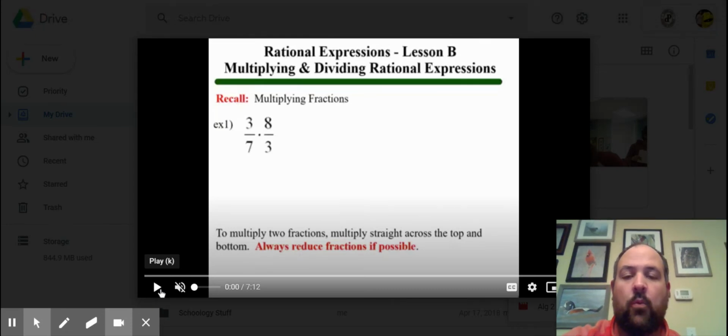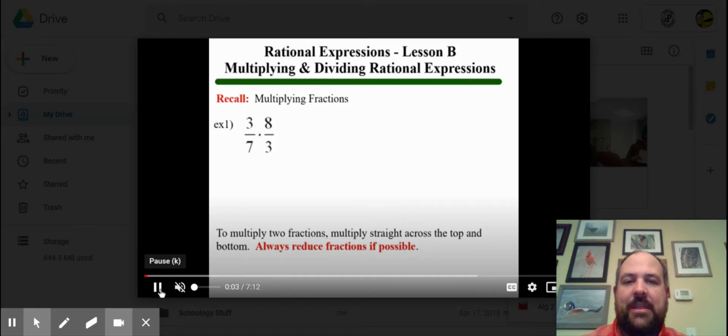For this week, we're going to move on to our second lesson in rational expressions. And this week, it's going to be multiplying and dividing rational expressions, which really is going to build off of what we did last week fairly well. So if you had an easy time with the lesson last week, this week will probably be fairly similar for you. So let's take a look here at when we multiply fractions.